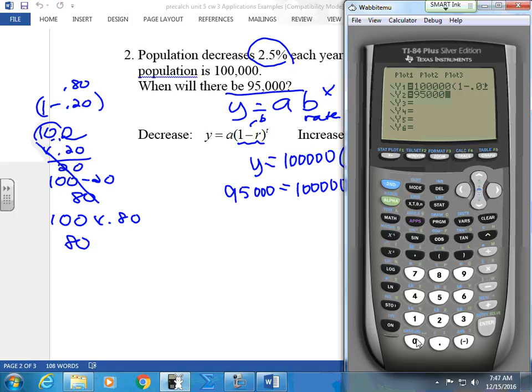Okay, now, before I do this, I'm going to set my window. Again, can I have negative time, negative people? So my mins are both 0. My max, I have no idea what it's going to be. 20, sounds all right. My Y max, how would I know what to set my Y max at?